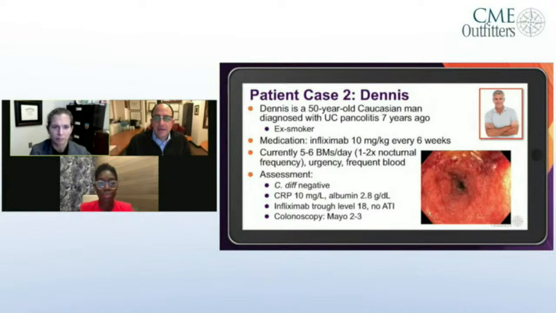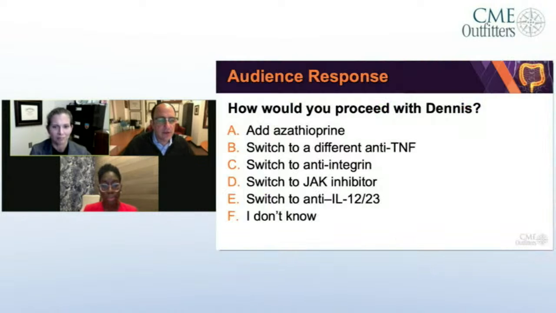My case was Dennis, the 50-year-old ex-smoker who was already on escalated dosing of infliximab and losing response. Remember that he had an infliximab trough of 18 without antibodies, and that ugly looking scope picture there with a Mayo 2 to 3. So let's get back to his question. What would you do next? Add azathioprine, switch to a different anti-TNF, cycle, or swap to an anti-integrin, a JAK inhibitor, an anti-IL-12/23, or you're still not sure? Diet is not the right answer.